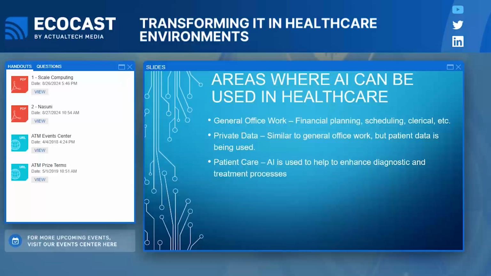Another way that AI is sometimes used in healthcare is the handling of private patient data. Now, this can be similar to general office work, but because patient data is being used, there are some things that you have to think about. And then finally, AI can be used in patient care. So AI can be used to help enhance diagnostic processes, and it can be used to help with patient treatment. There are any number of different ways that this can happen, and there are lots and lots of really great AI solutions for that out there. So throughout the remainder of this presentation, I'm going to be talking primarily about AI as it relates to handling private patient data and as it relates to incorporating AI in patient care.